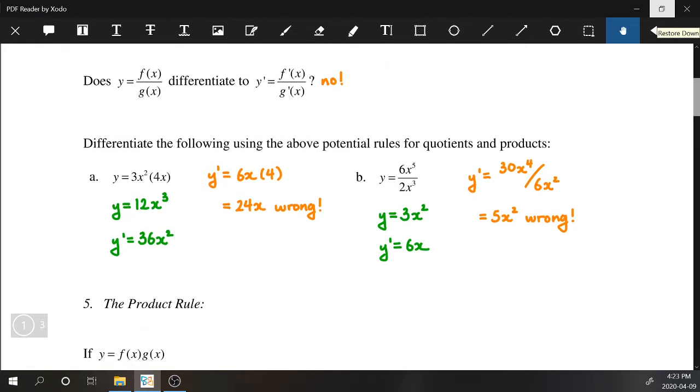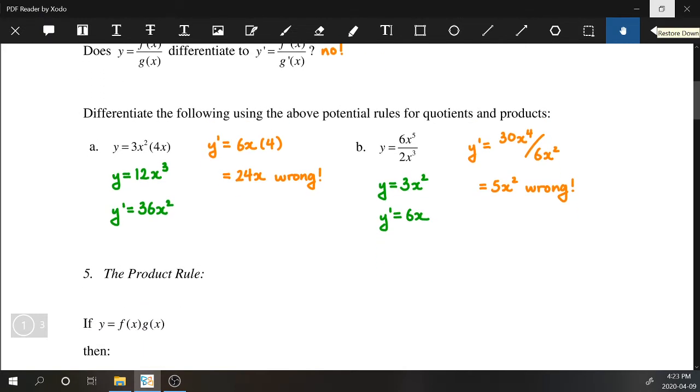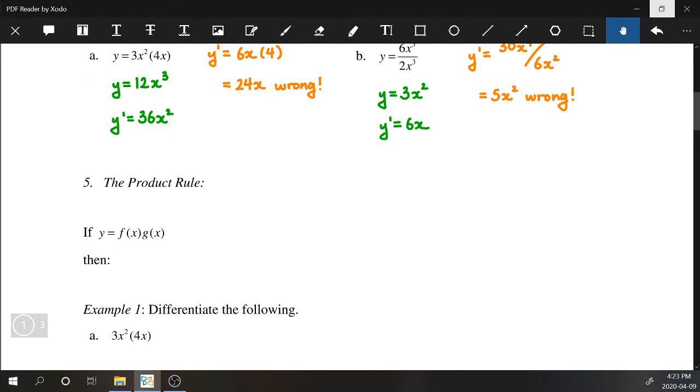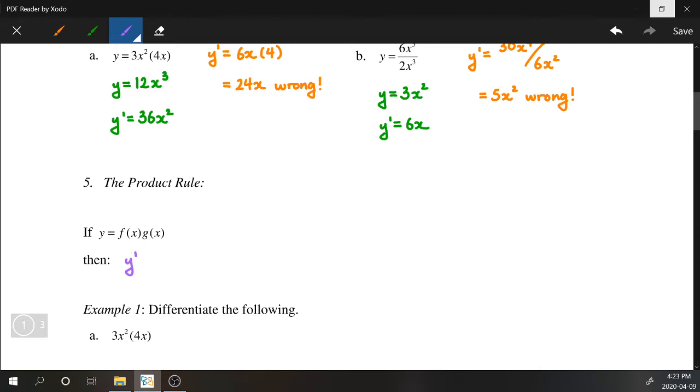So what is then the correct product rule for derivatives? If we're given y equals f of x g of x, then the derivative, y prime, is actually going to be f prime of x g of x plus f of x g prime of x.